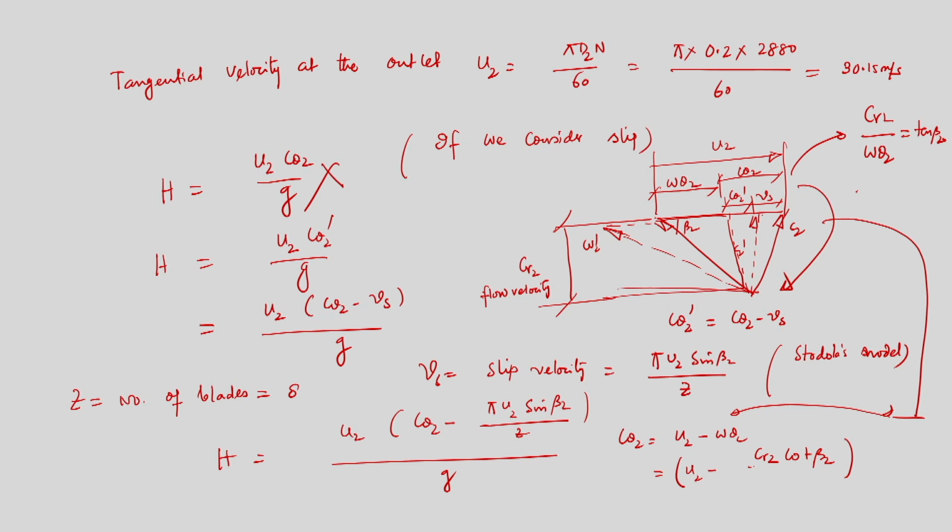So we have obtained the expression of C theta 2 in terms of known quantities, but here again we have another unknown quantity, that is CR2, the flow velocity. So we need to know the magnitude of flow velocity, otherwise everything we know from this expression. It is given that d2 is equal to 20 centimeter, that is 0.2 meter, and b2 is given as 1.5 centimeter, that is 0.015 meter.